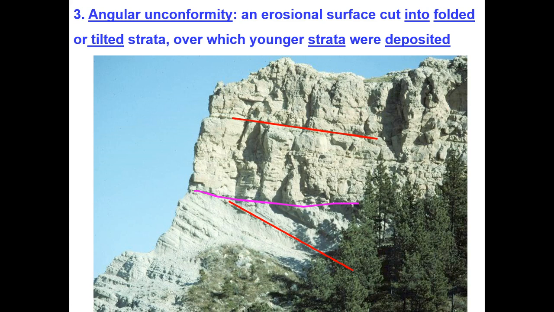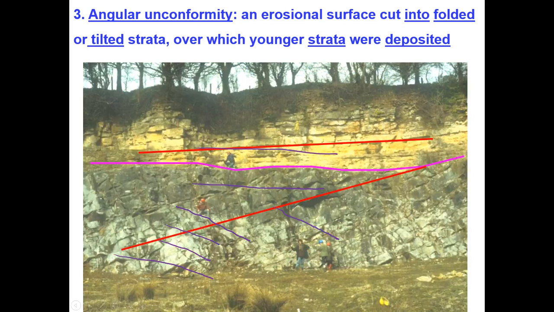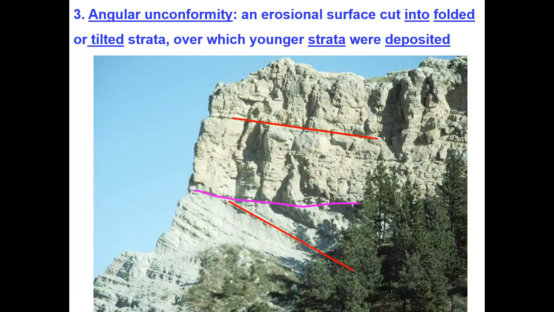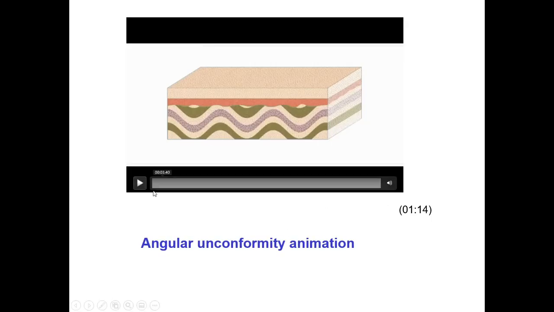deposited. So you can see that the angle here of these strata is like this. And the angle on top is almost parallel. So you can see there's a difference in the angle there. All right, so let me erase everything on here. Okay, so again, that's an angular unconformity right there. So let me play a little video for you.